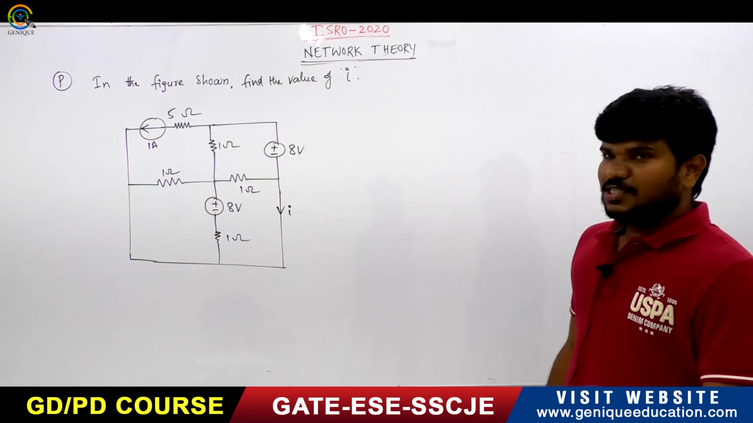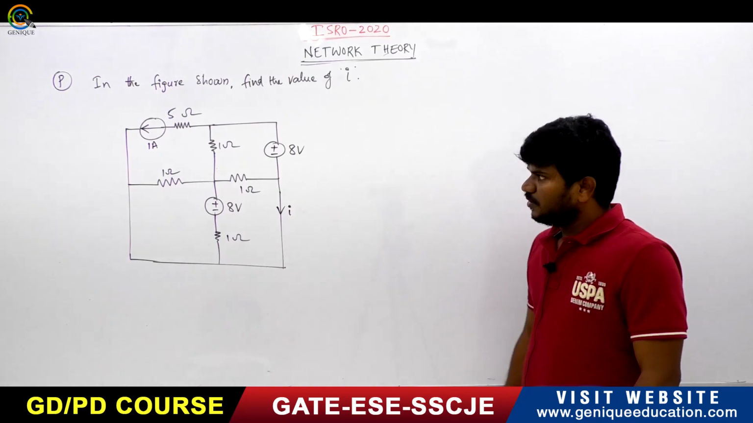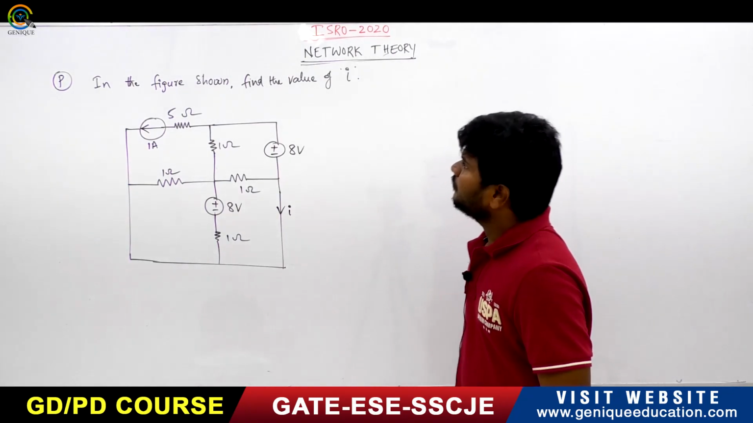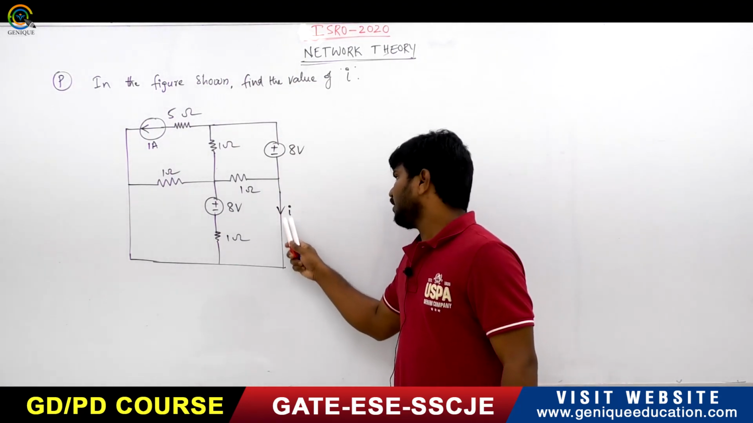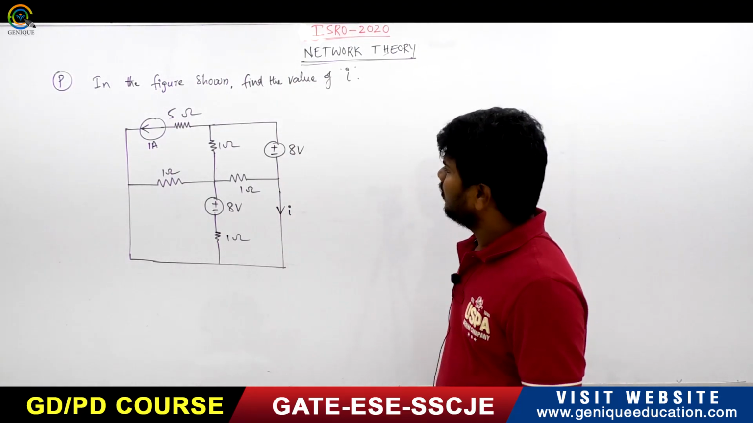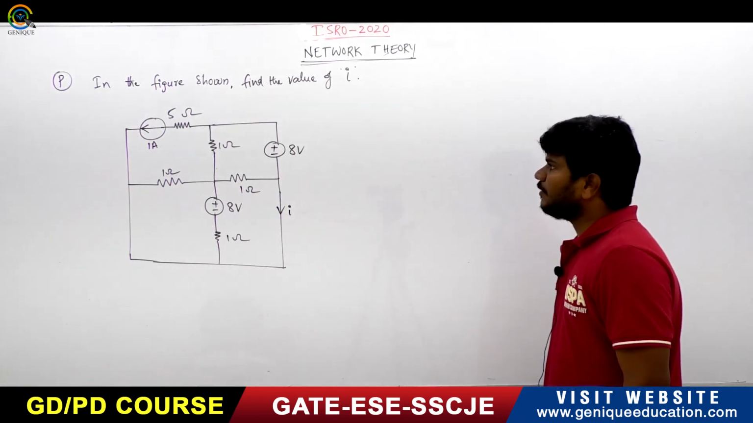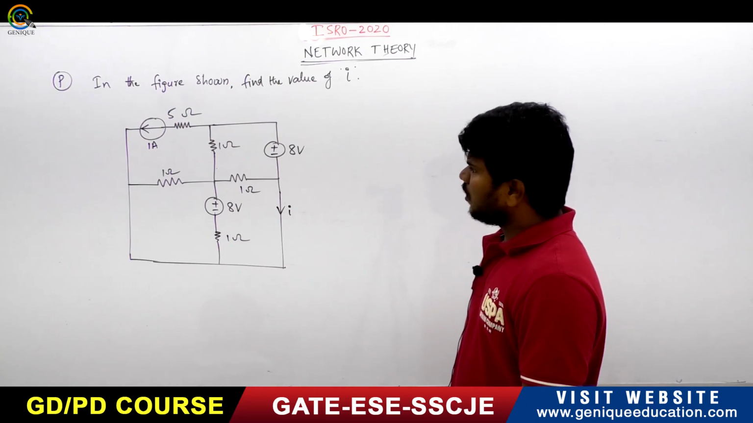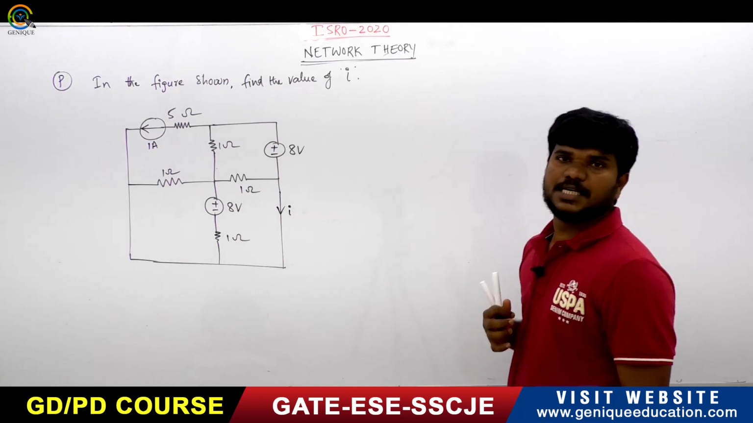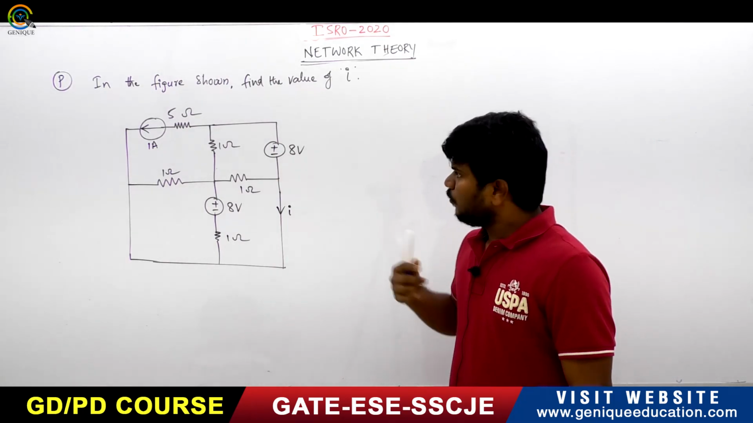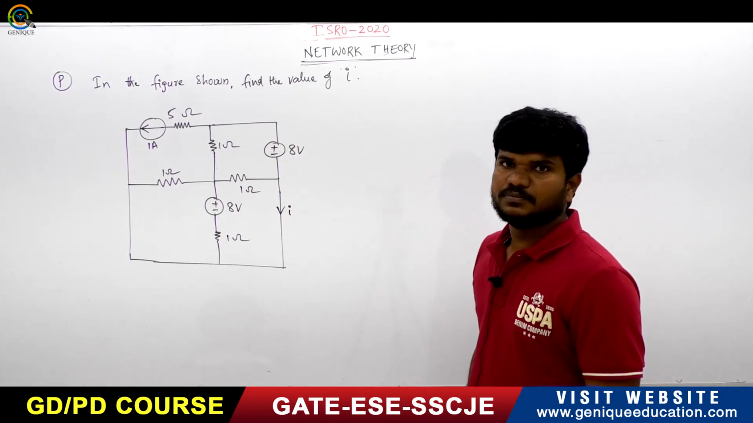So this is our next question. It's a very good question. Observe this. In the figure shown, find the value of I, where I is given here. So we have to find this current I. In this question, how many loops are present? There are 4 loops present in this, so you can go for the mesh analysis.